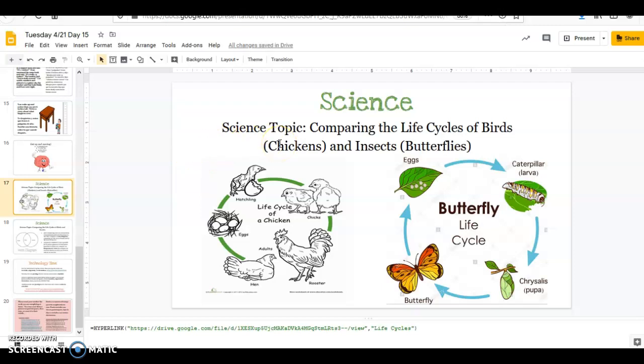Today is Tuesday, and for our science lesson, we are going to be comparing the life cycles of birds and insects. For birds, we talked about chicken, the life cycle of a chicken. We talked about this prior to spring break, so I'll review shortly about the life cycle of a chicken. So we begin with our eggs, which then goes into a hatchling, and then we have some little baby chicks. And then we move into the adult span, which is a rooster or a hen, and the cycle repeats itself.